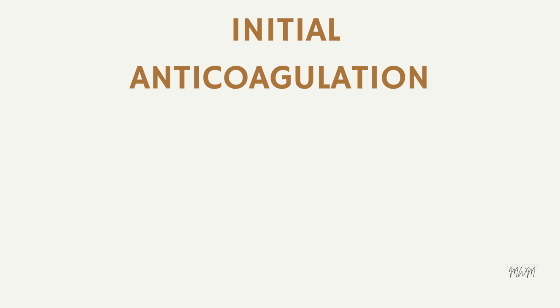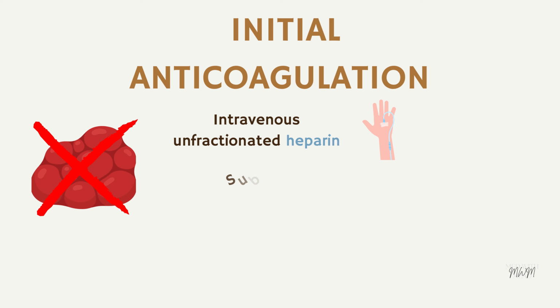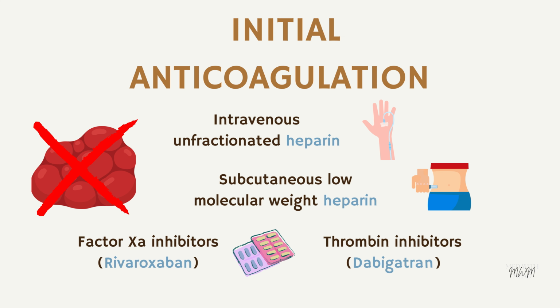Once the diagnosis is made, the first step in treatment is to start anticoagulation. That means preventing the existing clot from growing and stopping new ones from forming. This can be done with intravenous unfractionated heparin, subcutaneous low molecular weight heparin, or oral agents such as rivaroxaban and dabigatran.